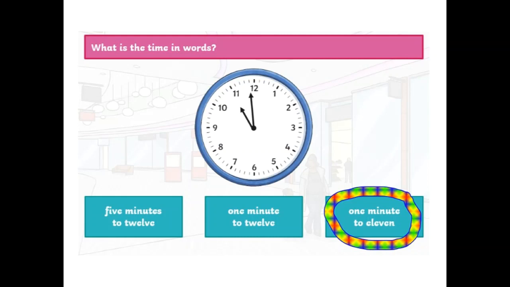The clock here is showing 1 minute to 11. Now, I think the other answers were trying to trick you a bit. 5 minutes to 12 would be if the hands were switched around. So make sure you know that the longer hand is the minute hand and the shorter hand is the hour hand. And it's not 1 minute to 12, because again, our hour hand is pointing to just before the 11. So it's 1 minute until it reaches 11 o'clock.